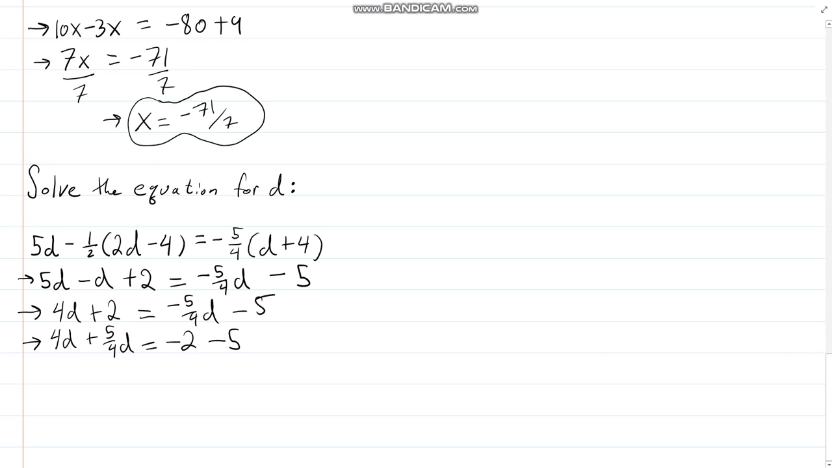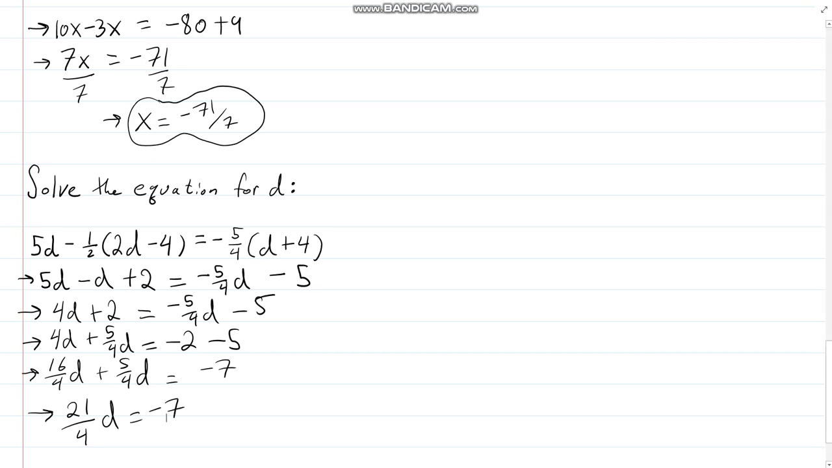We need to combine this, 4d plus 5/4 d. Well, we know what the LCD has to be. This is 4 over 1, so it's going to have to be 4. So I can make 4 into 16/4 plus 5/4 d, and that equals that negative 7. So I have 16 plus 5. Well, that's going to be 21 over 4 d equals negative 7.